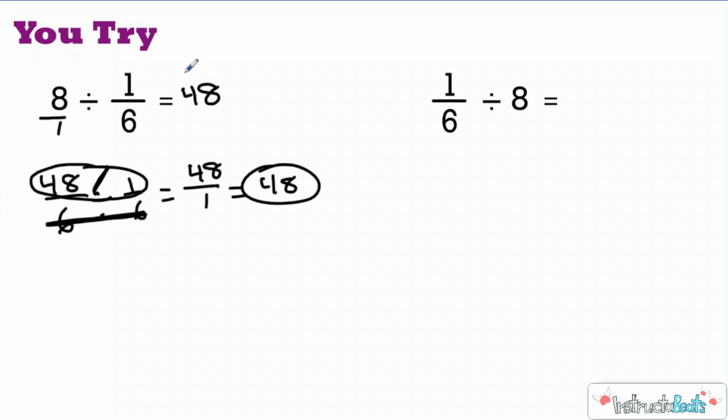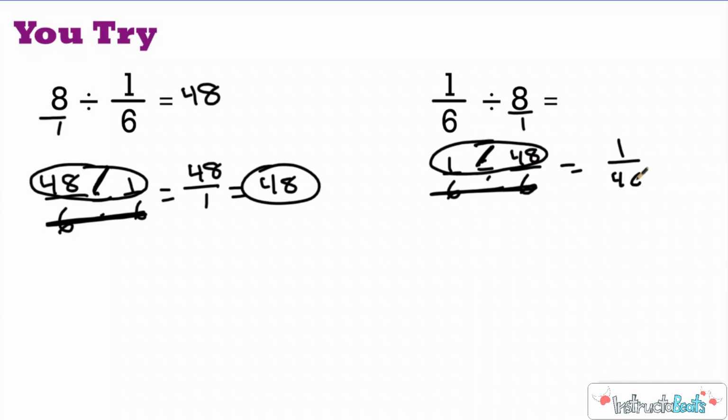So again, here we go, 8 over 1, but now it's my divisor. I know that's going to turn into 48 over 6. So 1/6 divided by 48/6, found my common denominator. Those cancel out. And if I write my numerators as a fraction, this time I get 1 divided by 48. So the quotient of 1/6 divided by 8 is 1/48.